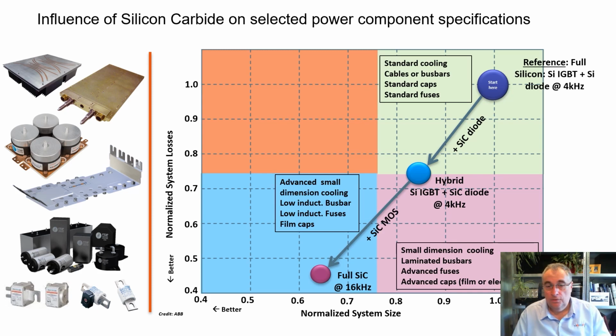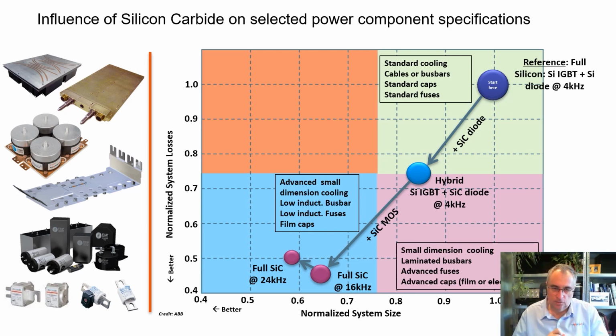And then came the full SiC, and in that case, I just took an example of 16 kilohertz switching frequency, where definitely there has been a need for advanced small dimension cooling, very low inductance busbar, low inductance fuses, and also definitely film capacitors. And then people try to play with the switching frequency. So at the same time, yes, the system size tends to shrink and shrink again, because most of the passive volumes and sizes were also shrinking. At the same time, since we are increasing the switching frequency, the losses tend to increase a bit.